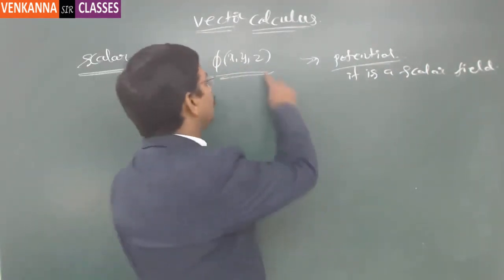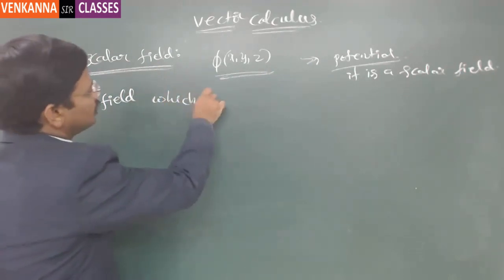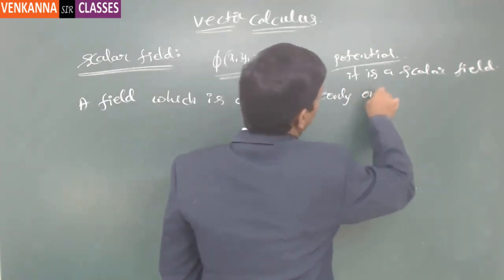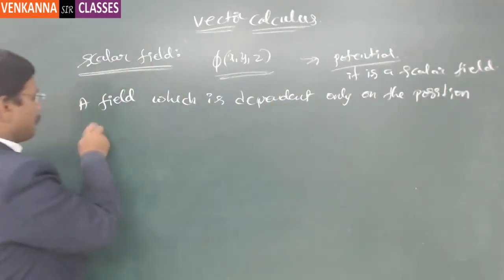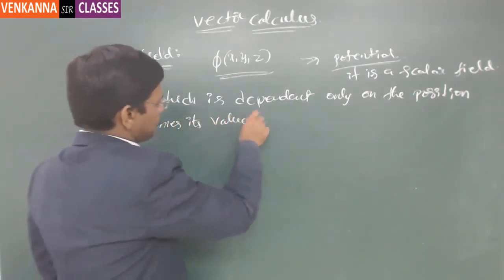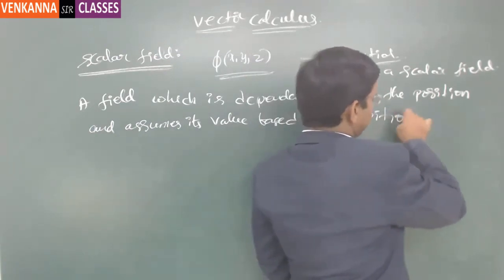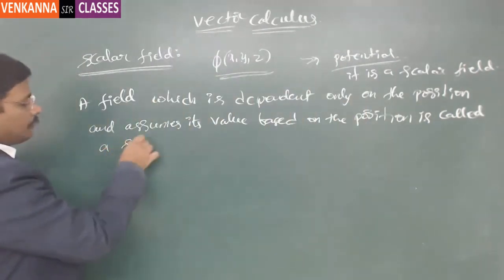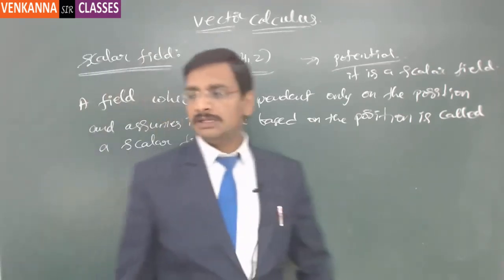So this is what we call a field which is dependent only on the position and assumes its value based on it. This is called a scalar field.